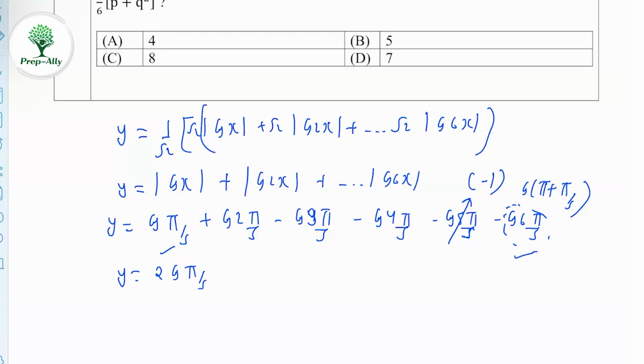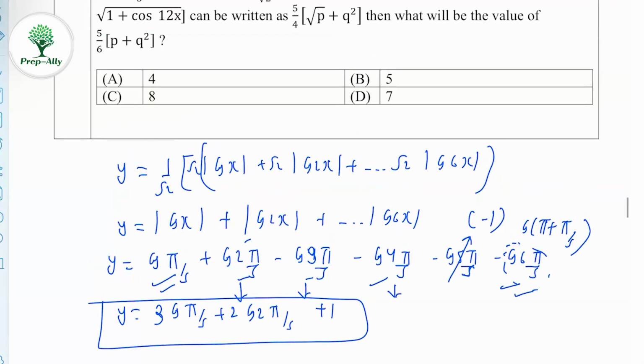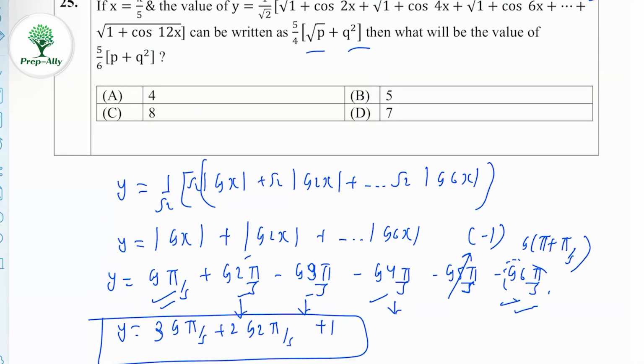The same way, cos 2 pi by 5 and other cos values you can find out: cos 2 pi by 5, cos 3 pi by 5 and cos 4 pi by 5. In fact, cos 4 pi by 5 is also minus cos pi by 5. Okay, so it will be 3 cos pi by 5. One is for this, one is for this, and one is for this one. And there will be 2 cos 2 pi by 5. So cos 36 degree and cos 72 degree, and one will be plus. So just substitute these values, then we'll get root of p plus q square form. After that, we can find p plus q.